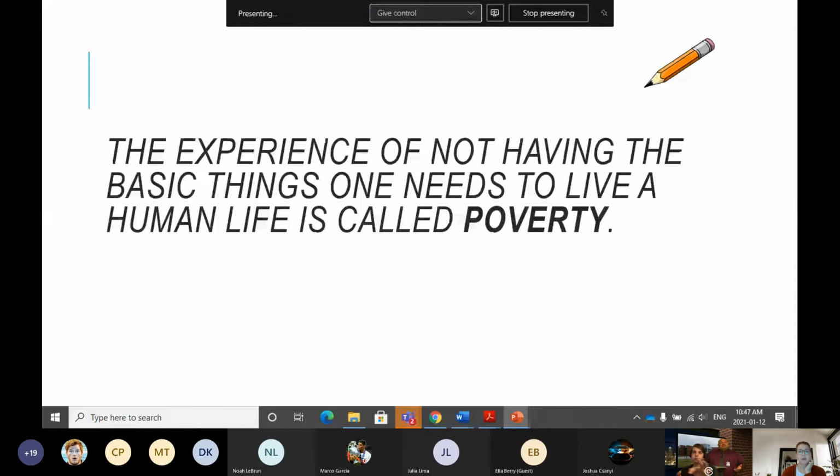All right. So this line is important. The experience of not having the basic things one needs to live a human life is called poverty. So make sure you know that that's the definition we are working with when it comes to poverty. Poverty means the experience of not having the basic things one needs to live a human life.